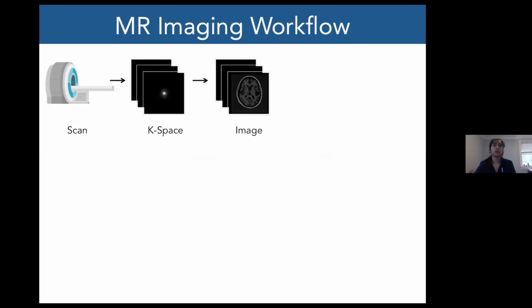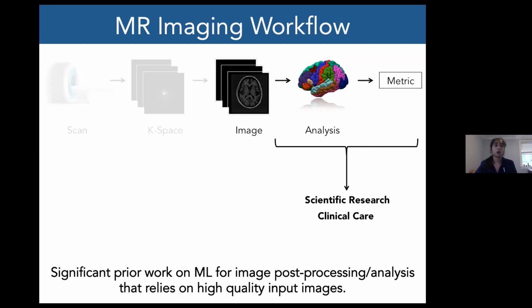And then after that, there are a few more optional steps in this workflow. So the image that's output after conversion from the k-space data might be post-processed or analyzed into some higher level representation. So this could be something like a segmentation. And then there can be even further analysis on that in order to generate metrics or values that provide some insight as to what's going on in the image. So we've already heard earlier today about examples of how machine learning can be used in the last couple of phases of this pipeline, both for scientific research and as a step towards informing clinical care.